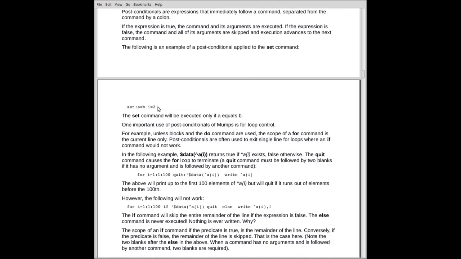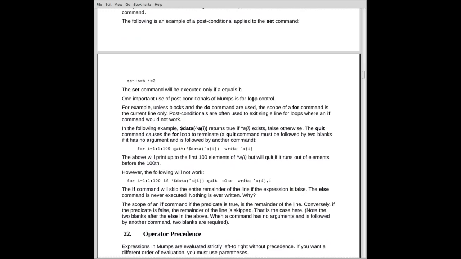A postconditional looks like this. If we have the assignment statement set I is equal to 2, which means we're assigning the value 2 to I, but it's conditional upon if A is equal to B. Now, see, there's the sub-expression. The assignment will be made if A is equal to B. If A is not equal to B, we will skip this and move on to something else.